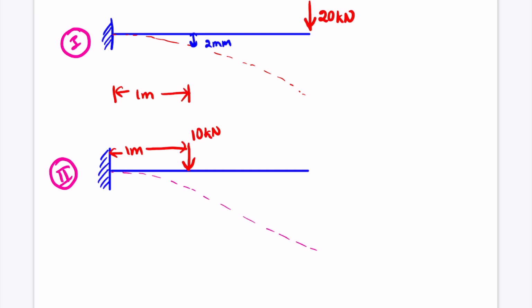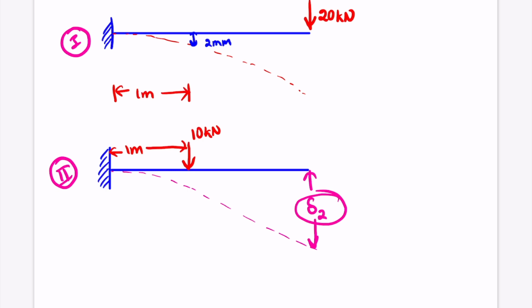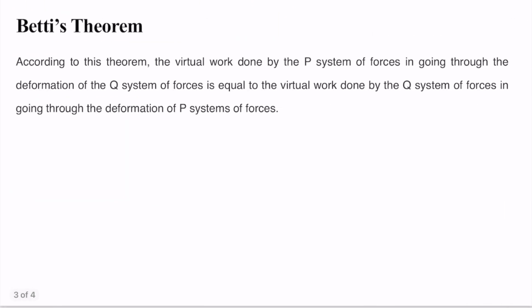So for this case, the maximum vertical displacement will be at the free end, which we'll call delta 2. So basically they are asking us the value of this delta 2. This problem is directly based on Betti's theorem. Betti's theorem says that the virtual work done by P system of forces in going through the deformation of Q system of forces is equal to the virtual work done by Q system of forces in going through the deformation of P system of forces.